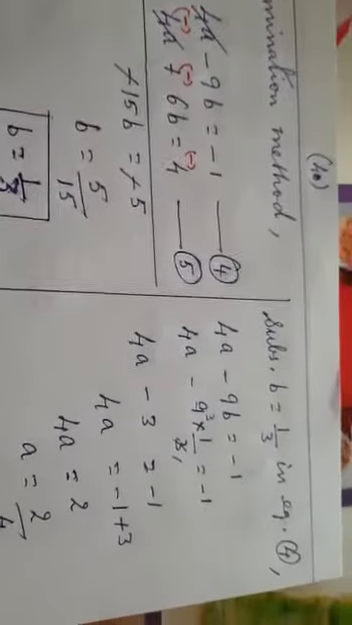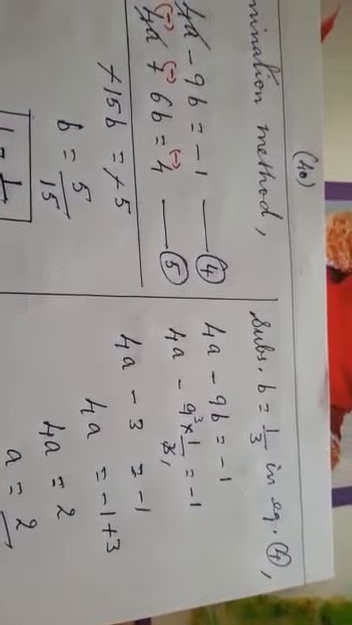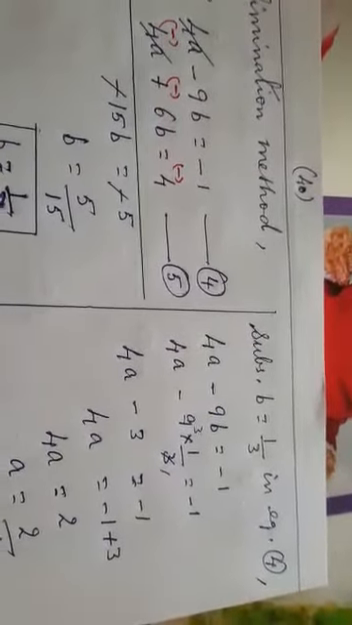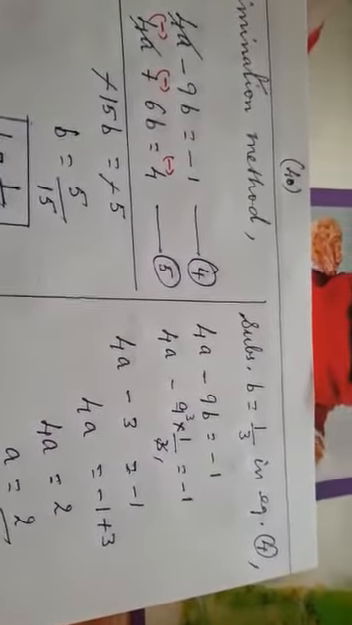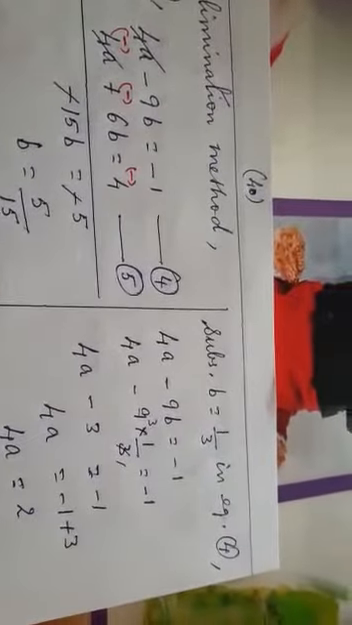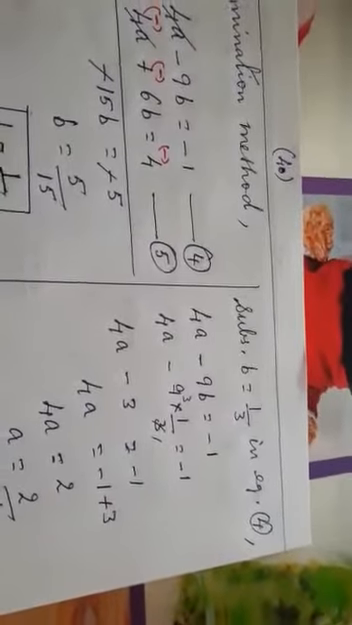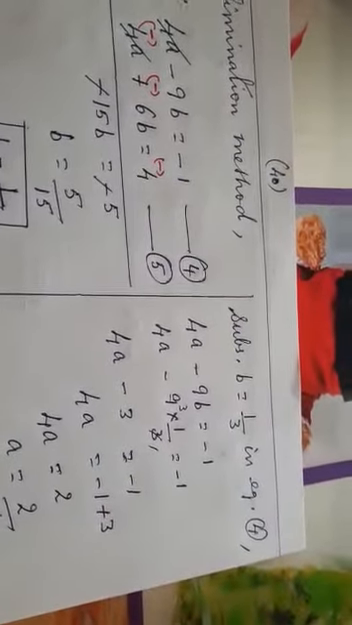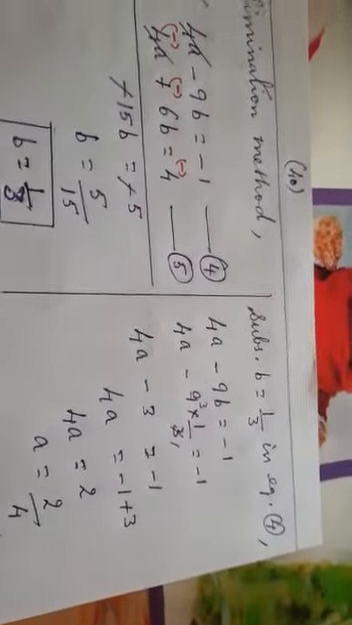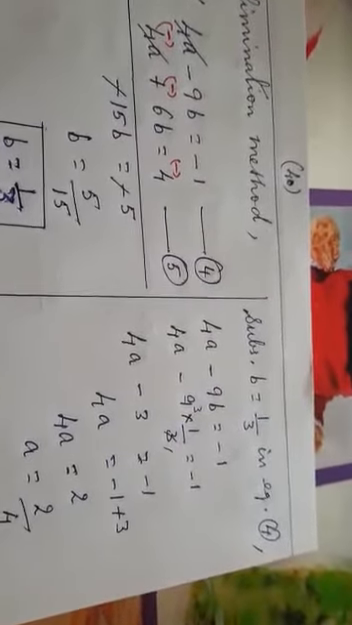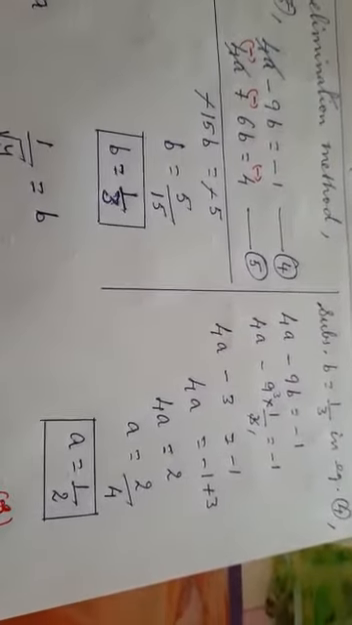Now substitute this b is equal to 1 by 3 in any one of the equations, third equation, fourth equation or fifth equation. So now when I substitute in fourth equation, 4a minus 9b is equal to minus 1. So 4a minus 9 into b value is 1 by 3 is equal to minus 1. 3 ones are 3, 3 threes are 9. 4a minus 3 is equal to minus 1. 4a is equal to minus 1 plus 3. When it comes to the other side, it becomes plus. 4a is equal to 2. A is equal to 2 by 4. Cancel. It becomes a is equal to 1 by 2.